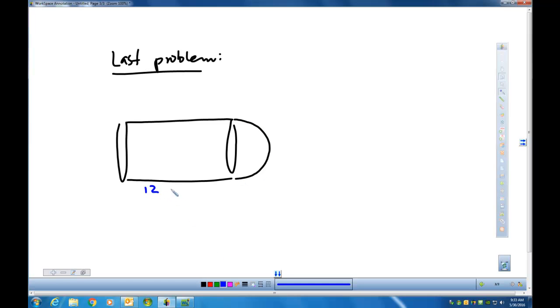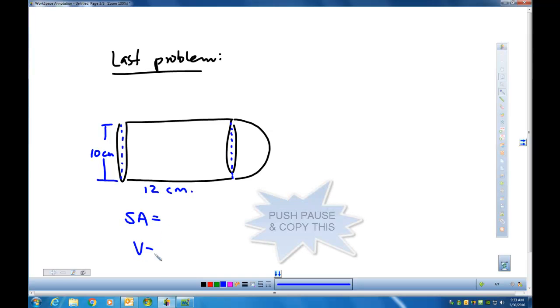You know that the height of the cylinder is 12 centimeters. And you know that the diameter of the cylinder, I'm going to draw it over here, is 10 centimeters. I want you to find both the surface area and the volume of this object, however you want to describe it. So this is problem number 1 for your homework. We will start class tomorrow with a discussion of this.